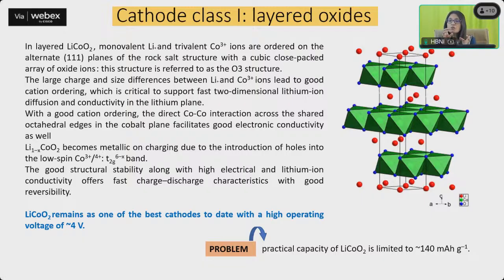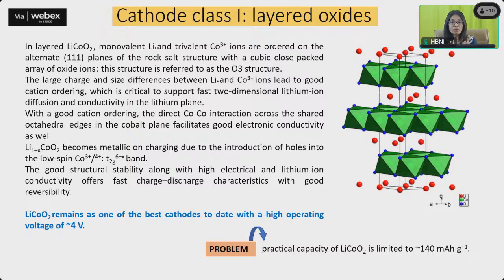Then from lithium cobalt oxide, while you are charging it, you are taking out the lithium and storing it in the anode. So when you have this Li1-xCoO2, it becomes more metallic on charging. Why? Because you are introducing holes into the low-spin Co3+ system. So the good structural stability along with high electrical as well as lithium ion conductivity offers very fast charge-discharge characteristics with very good reversibility, and that is why even today LCO is considered to be one of the best cathode materials to be used in LIB.